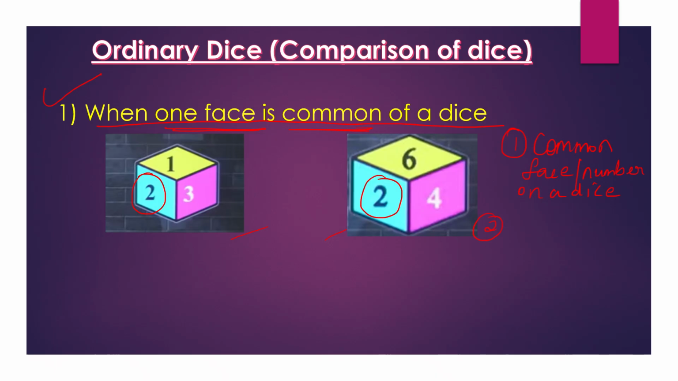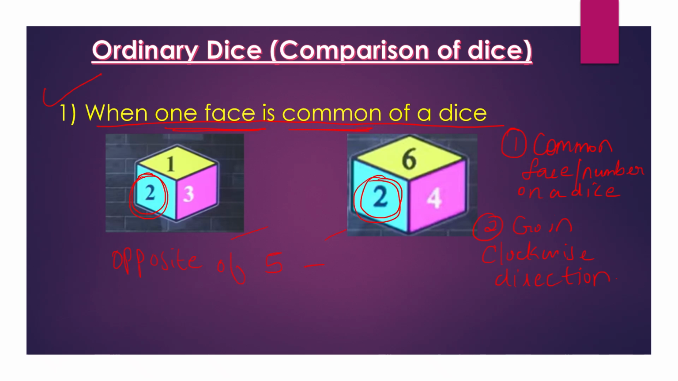The second thing is to go in the clockwise direction. Basically, they will ask you for the opposite. Suppose they say, find the opposite of 5. Then what will be the answer? In this type of question, you first need to find the common face or number on the dice. The common face on the dice is 2.